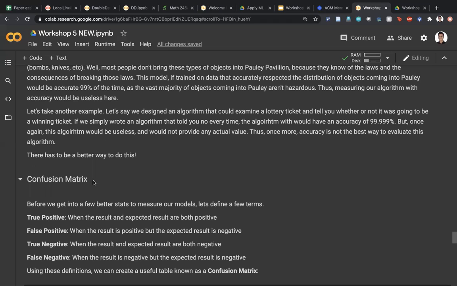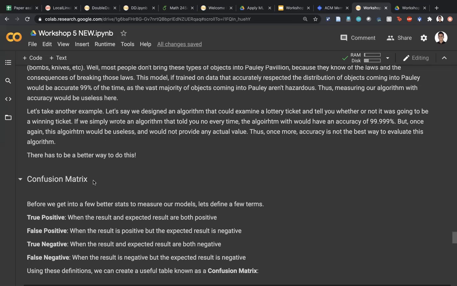So the first thing is true positive. When the actual result is positive, how often does your model give a positive result? This would translate to: when you actually have a winning lottery ticket, how often is your model able to correctly identify that? Similarly, when you actually have someone who's dangerous, can your machine learning model effectively catch them, right?